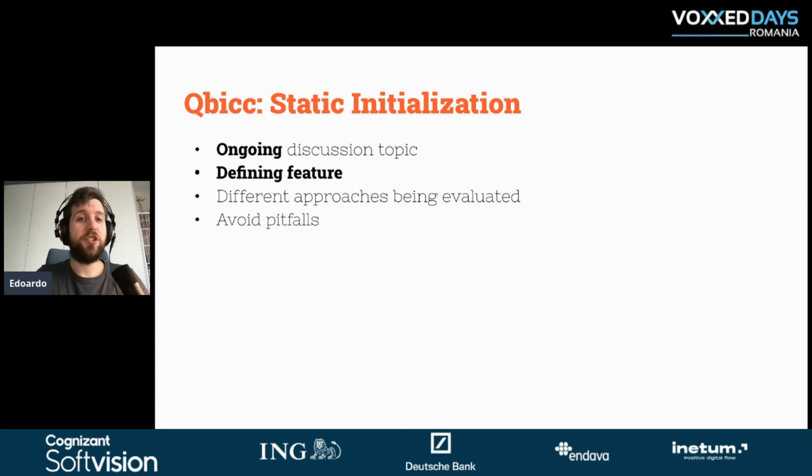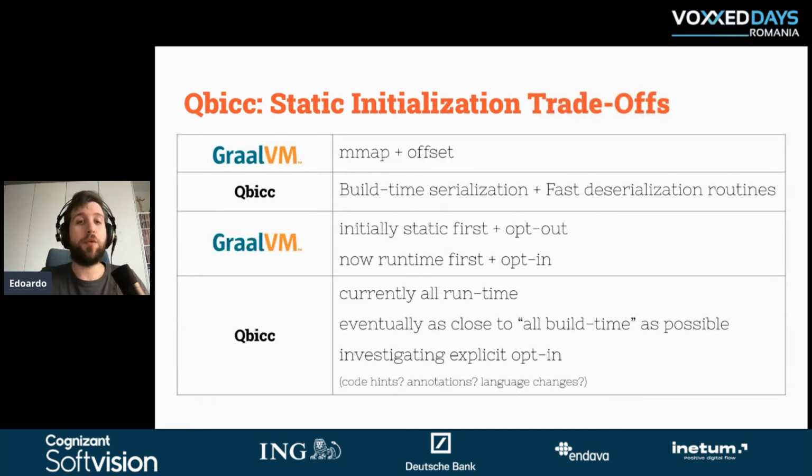There's an ongoing discussion topic about static initialization, which some argue is actually the defining feature of native image building. There are different approaches being evaluated to avoid pitfalls, such as the one that I mentioned before. For instance, in GraalVM, the idea is that the image is created and written inside the executable, and then it uses memory mapping plus these offsets to point to objects inside the runtime memory.